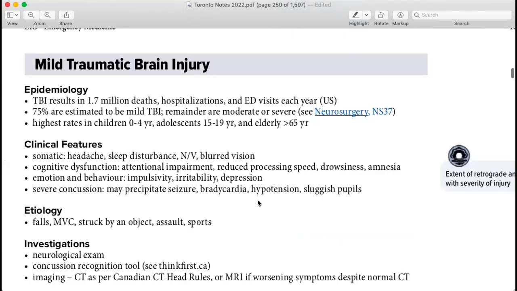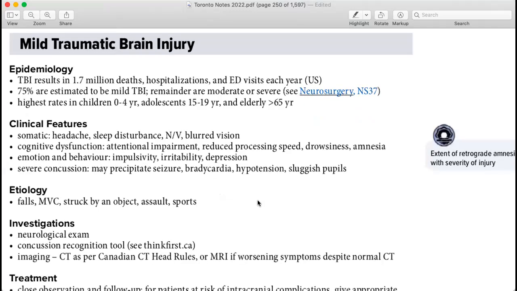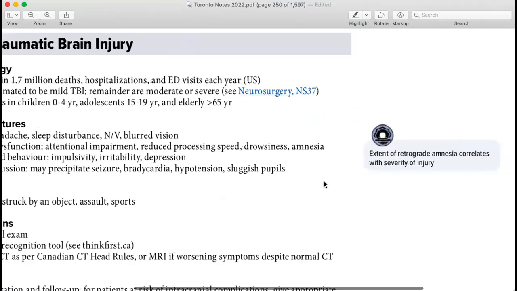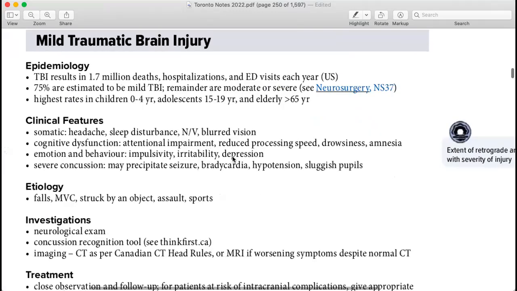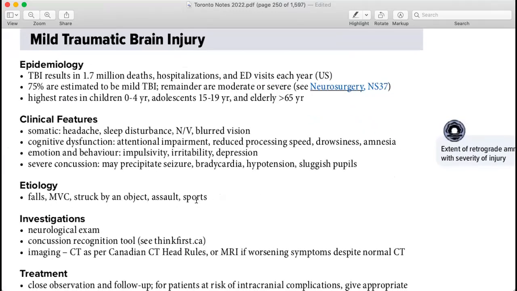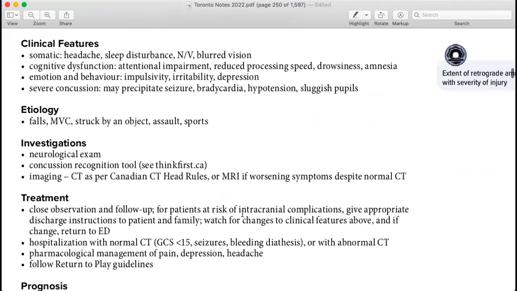Mild traumatic brain injury, as we already discussed, is just headache, sleeping disturbance, nausea, vomiting. They might have this later on in time. The extent of retrograde amnesia correlates with the severity of the injury. They can have irritability, depression, so you can prescribe painkillers. Close observation and follow-up for the patient at risk of intracranial complication. Give appropriate discharge instructions to the patient and the family. Watch for any changes in the clinical features above, and if there is a change, return to the ED.